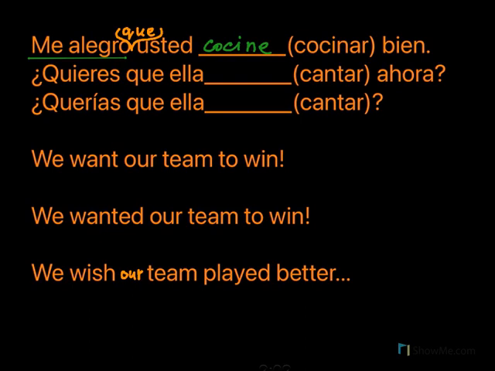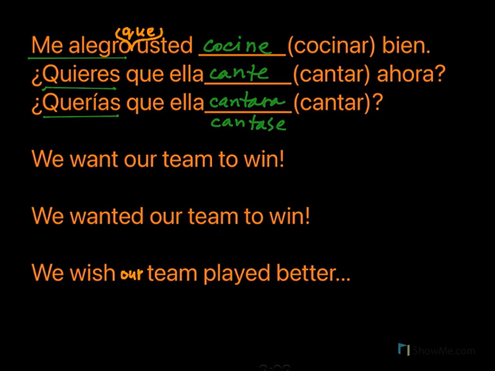The next one is, ¿quieres que ella cante ahora? Why is it cante? Because it is the present subjunctive. Why is it present subjunctive? Because quieres is the wish, and the wish is the trigger in the present. Let's go into the past. Querías que ella cantara, or cantase. Both are correct. Don't forget the number one is more common.